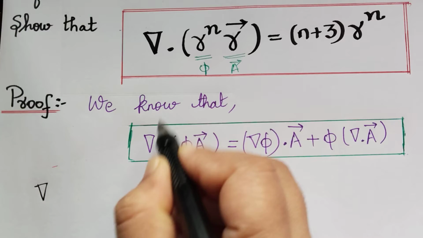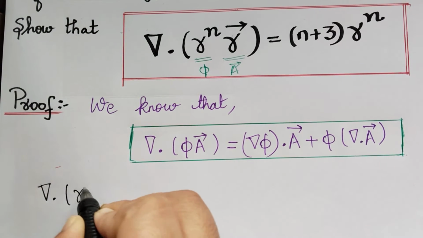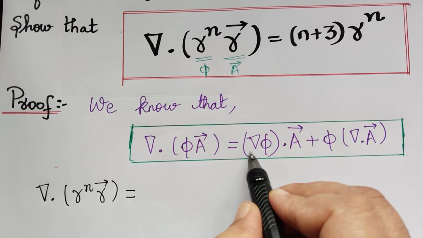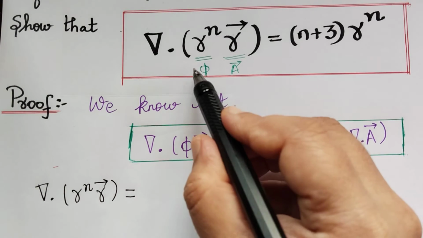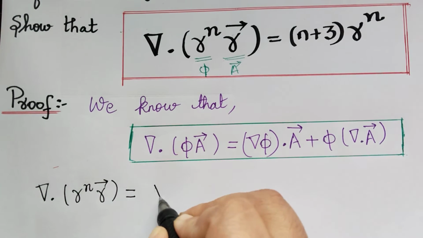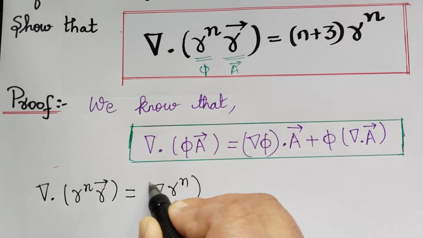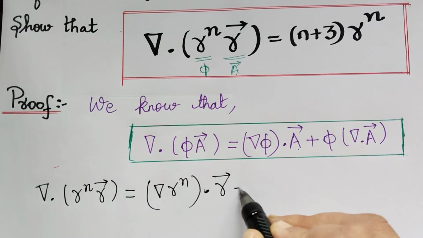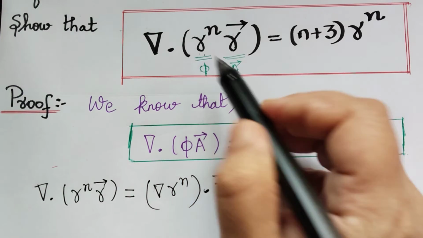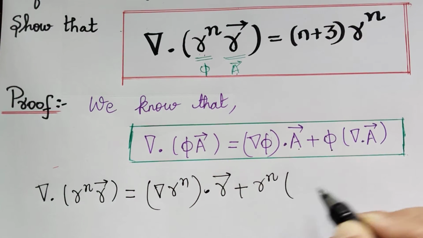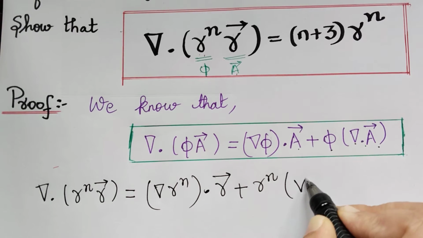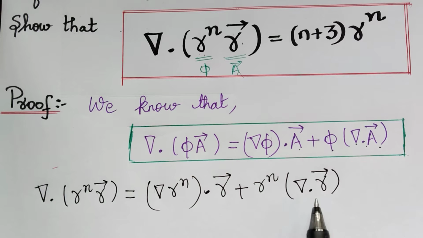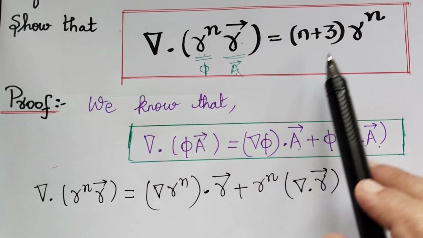Therefore, applying this identity over here, del dot r to the power n r vector will be equal to, first, we have to write del phi. What is phi over here? It is r to the power n. So del r power n dot product with A vector, and A vector is r vector over here, plus phi, which is r to the power n, multiplied with del dot A vector. So we will have del dot r vector. That is, we have applied this identity.